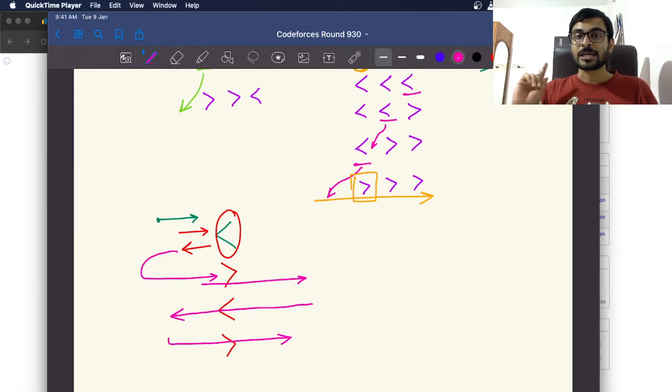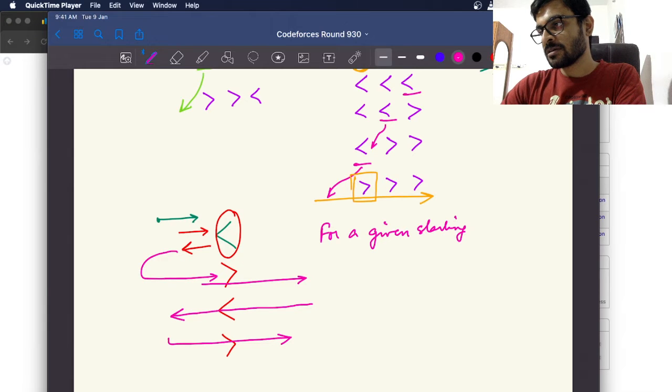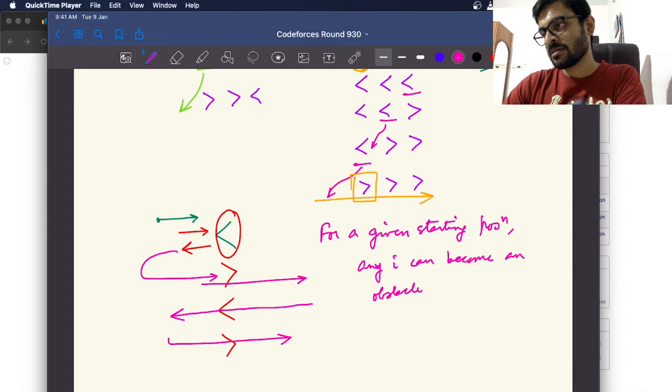Which means that it will become an obstacle only once. That is an observation that for a given starting position, any I can become an obstacle at most once.